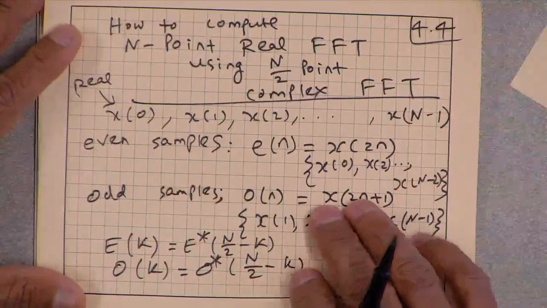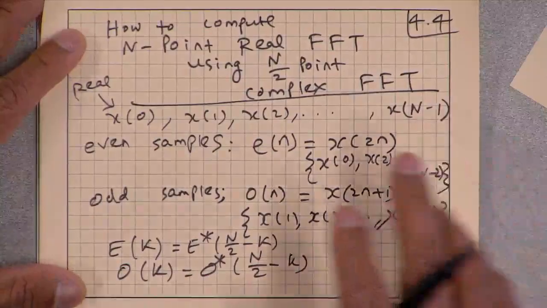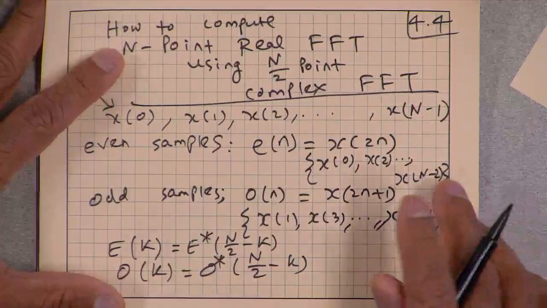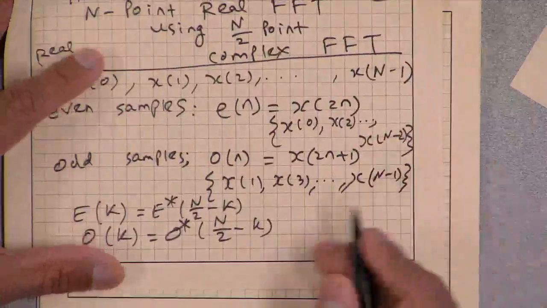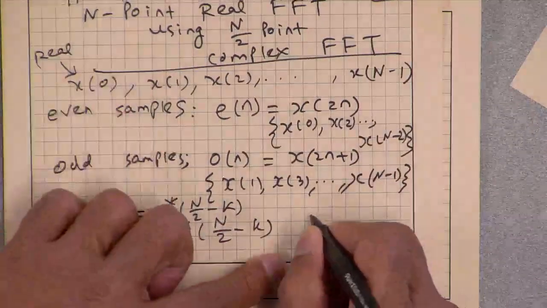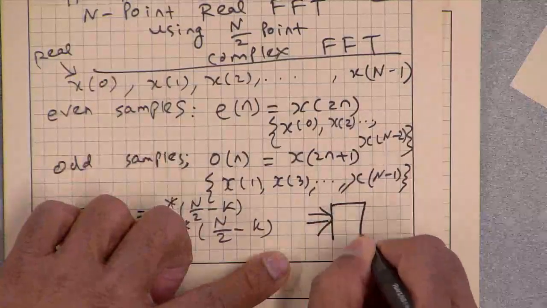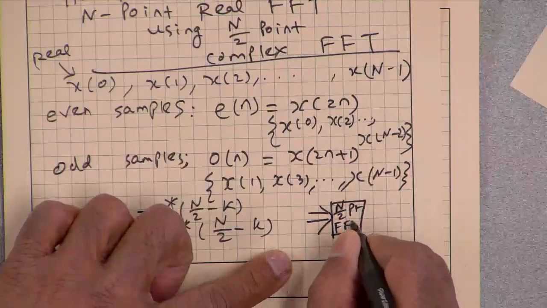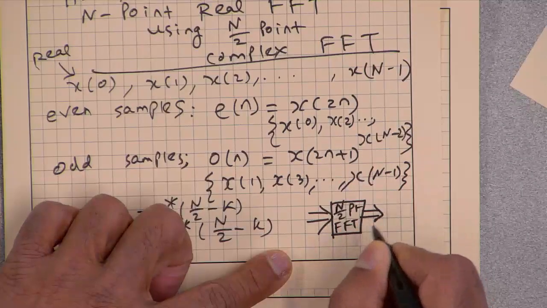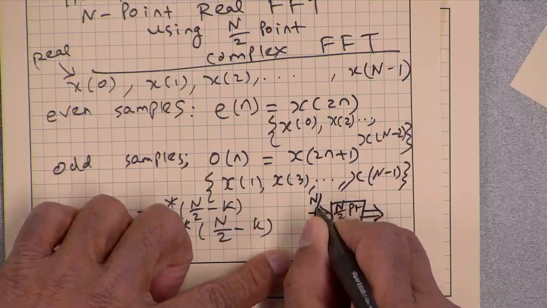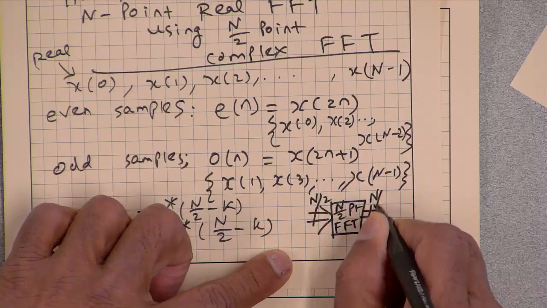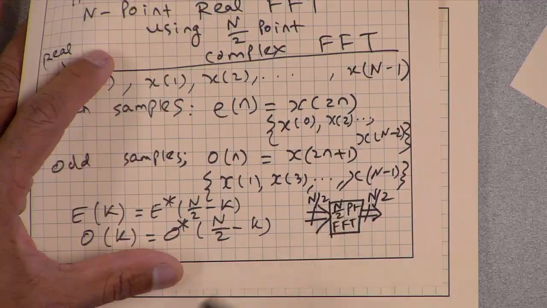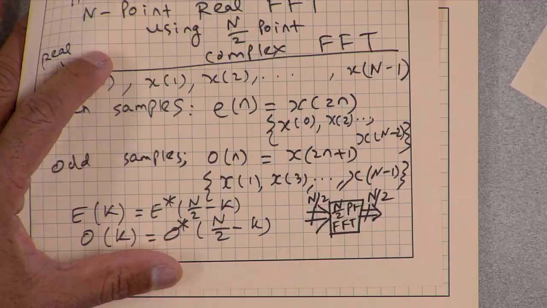So that's so far so good. Okay, so how do I really, if I'm computing the n by 2 point complex FFT, what is going to be the complex number input to the n by 2 point complex FFT? This is of length n by 2, this is of length n by 2. Any thoughts about what this input might be? Any guesses?